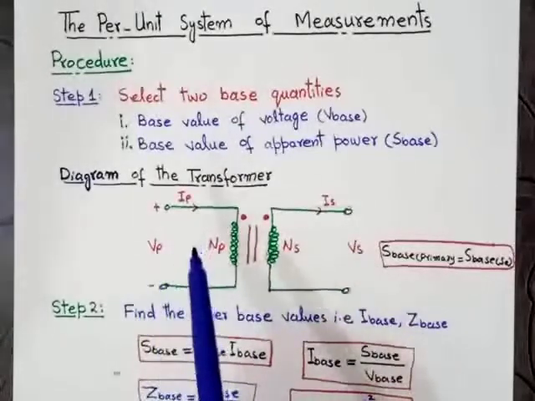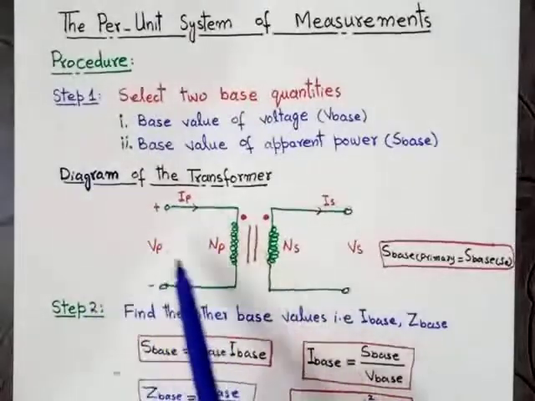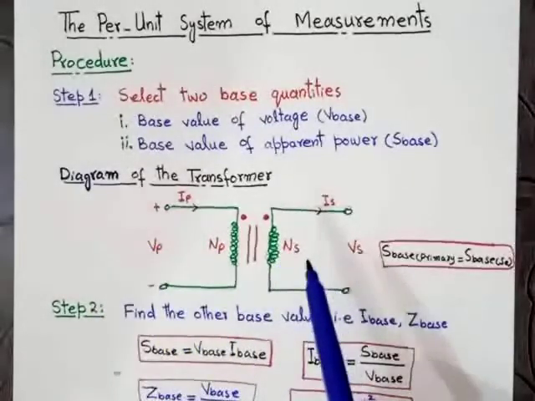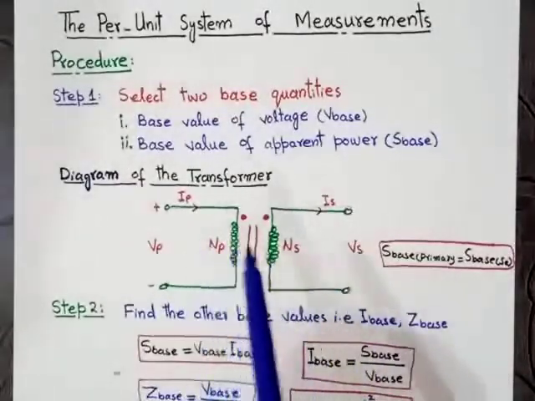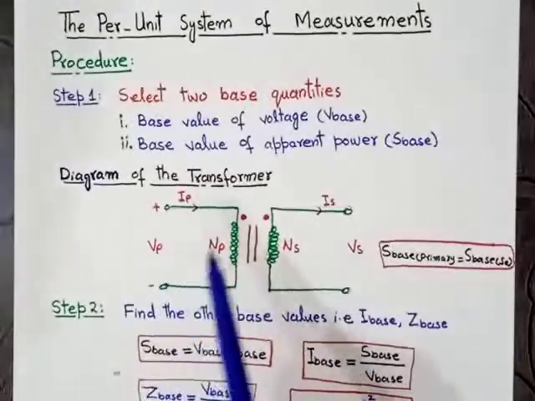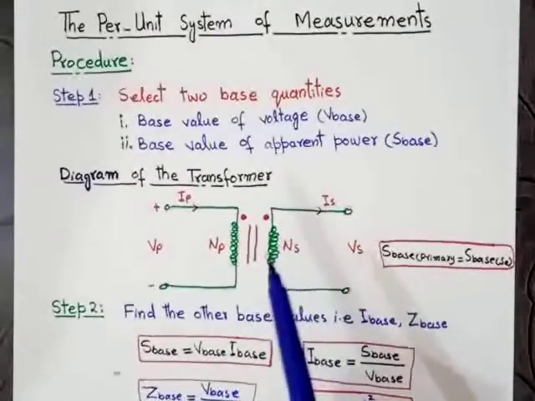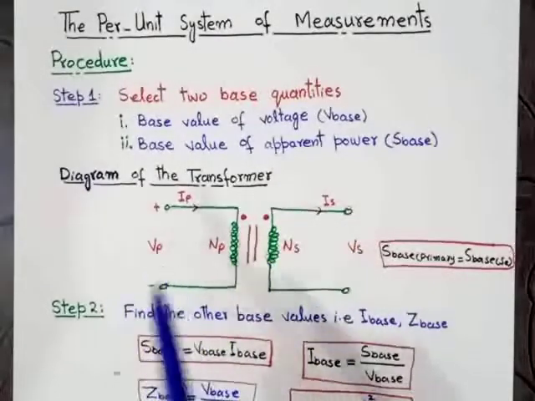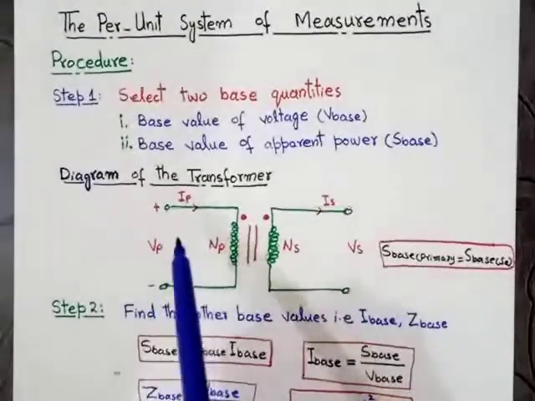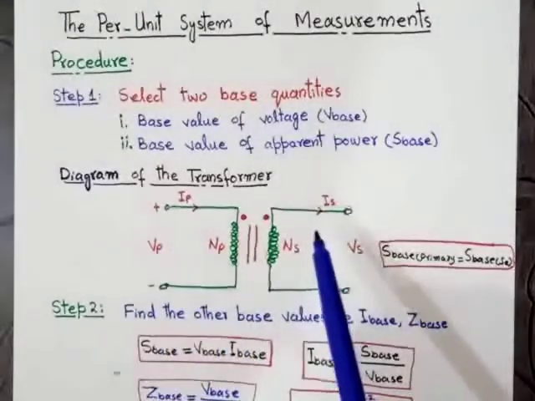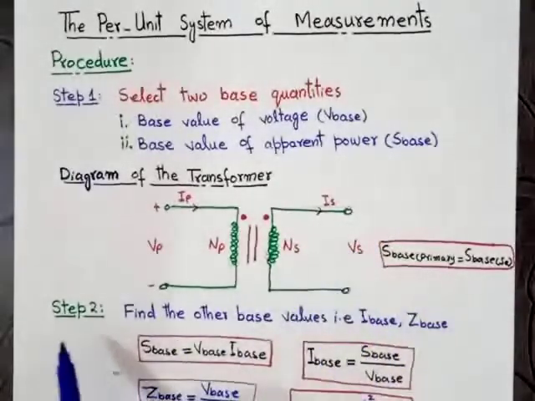So due to this, the base voltage of the primary side of the transformer will be different as compared to the base voltage at the secondary side, because a transformer steps up or steps down the voltage, that is, the transformer changes the voltage. Transformer can step up the voltage, transformer can step down the voltage. So that's why the base value of the primary voltage will be different as compared to the base voltage at the secondary side. Now, the next step is step number 2.